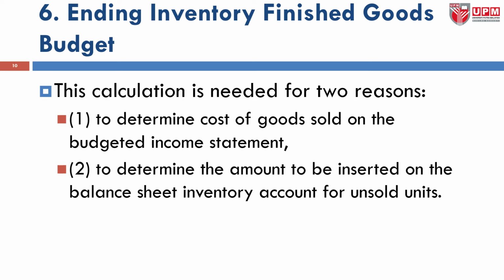This calculation is needed for two reasons. Number one, to determine cost of goods sold on the budgeted income statement. And number two, to determine the amount to be inserted on the balance sheet inventory account for unsold units. So these are the two main reasons why the ending inventory finished goods budget is needed.